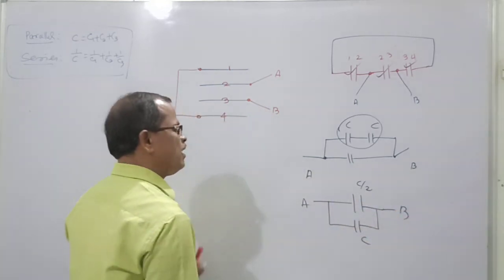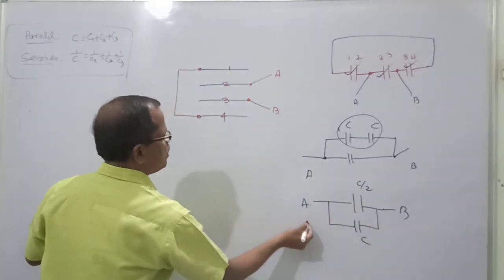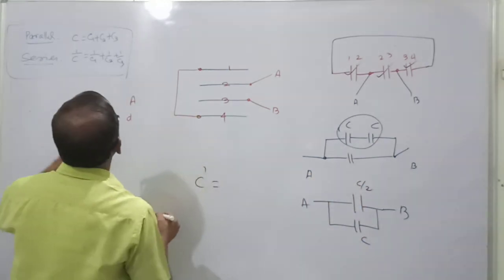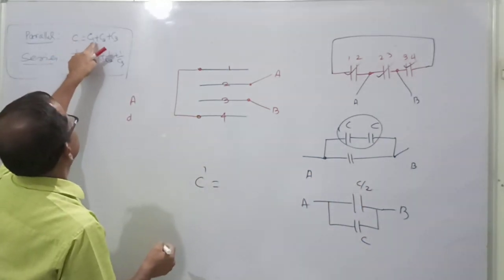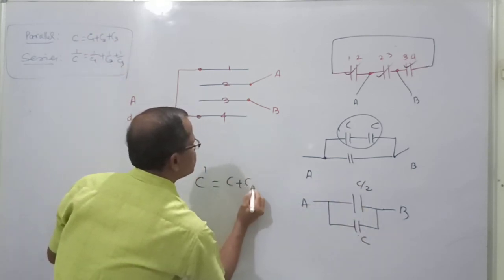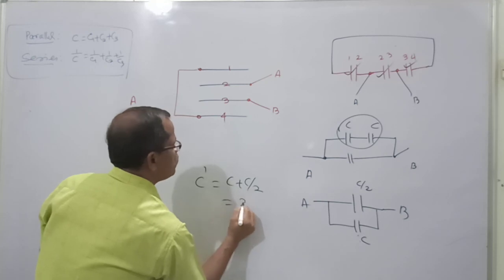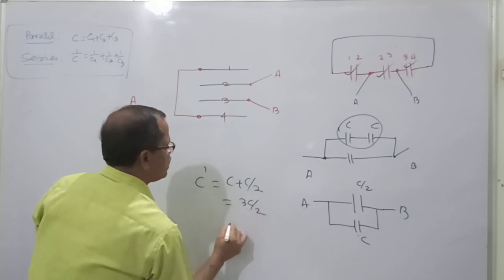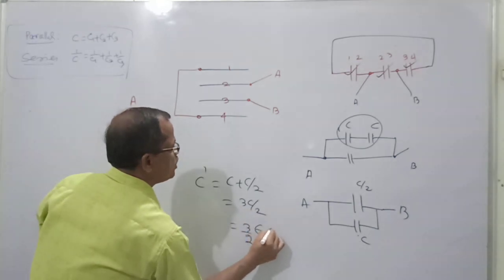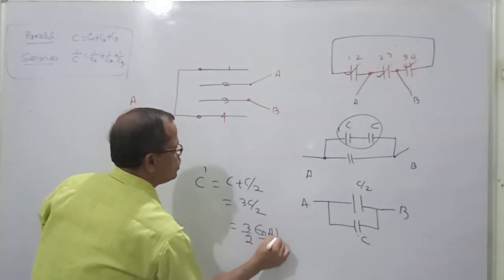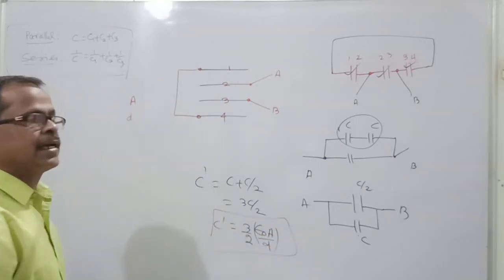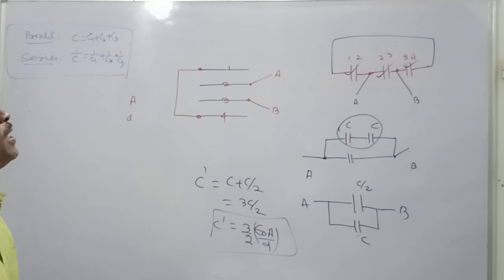These two are in parallel, so the net capacitance C dash is equal to C plus C by 2, because in parallel C is equal to C1 plus C2 plus C3. So C plus C by 2 equals 3C by 2, that is 3 by 2 C, where C is the capacitance between any two plates, epsilon 0 A by D. This is the net capacitance of the combination of capacitors.